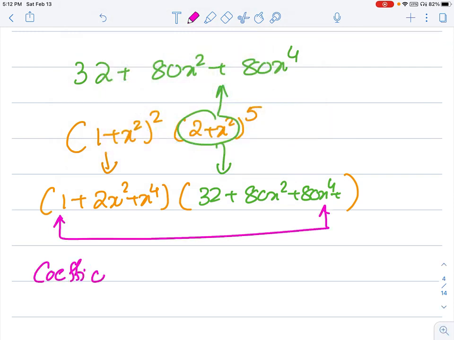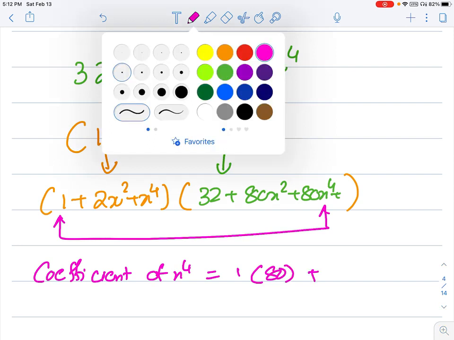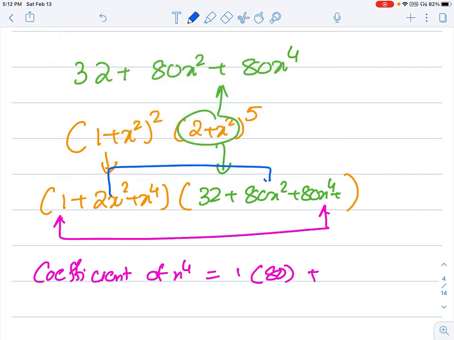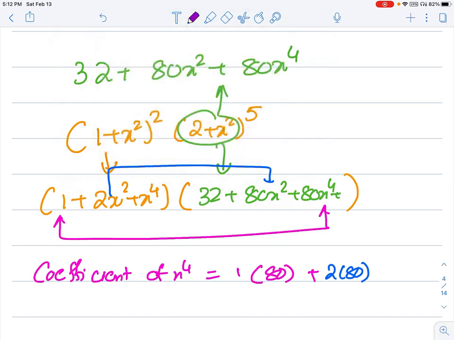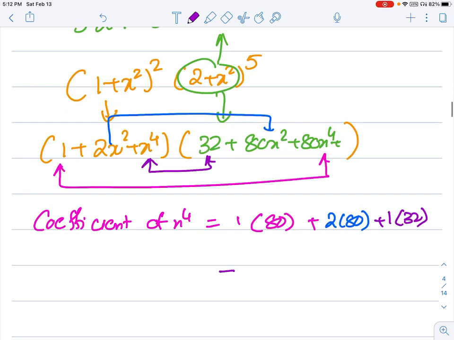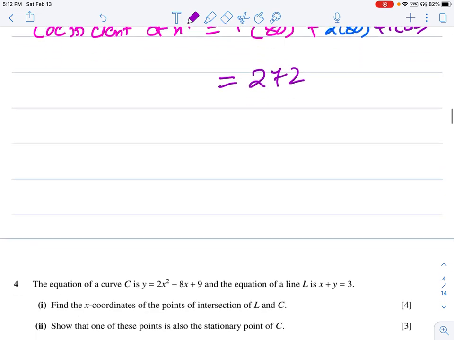So I write the coefficient of x power 4. 1 times 80 plus, is there any possibility of getting x power 4? x squared times 2x squared. So 2 times 80. Is there any other possibility of getting x power 4? x power 4 times 32. So 1 times 32. So those are the three possibilities of getting x power 4. So my final answer is 272.